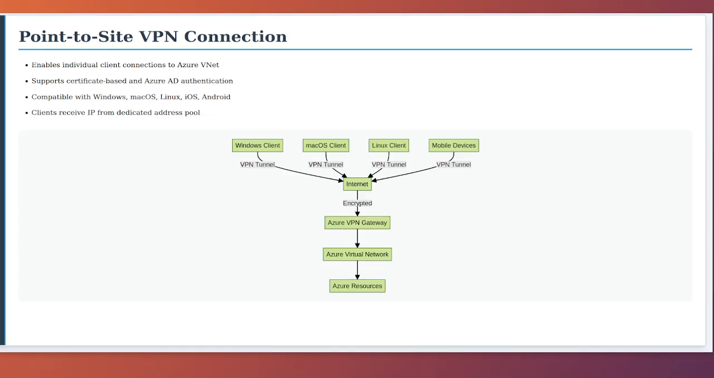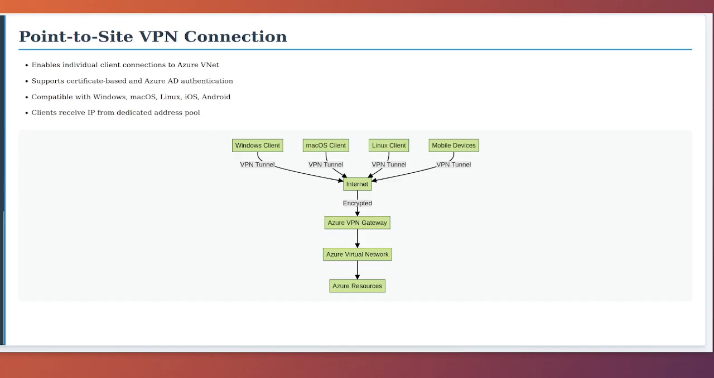Looking at the diagram, you can see the point-to-site architecture. Multiple remote clients including Windows laptops, Mac OS computers, Linux workstations, and mobile devices all establish individual encrypted VPN tunnels across the Internet to the Azure VPN Gateway. Each client receives an IP address from the point-to-site address pool that you configure on the VPN Gateway. These clients can then access resources within the Azure Virtual Network as if they were locally connected. The VPN Gateway handles all the encryption, authentication, and routing for these client connections.